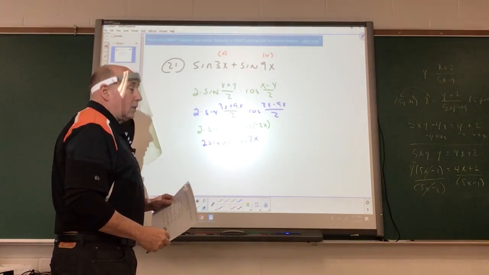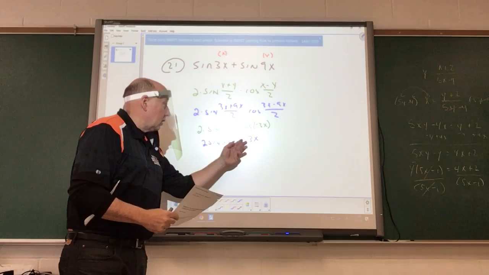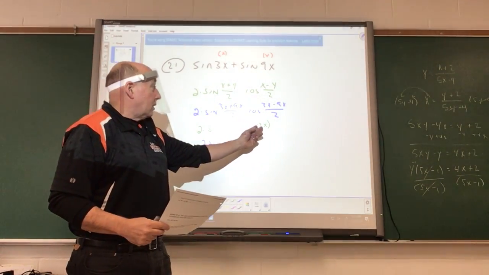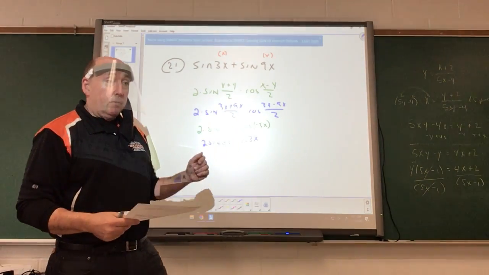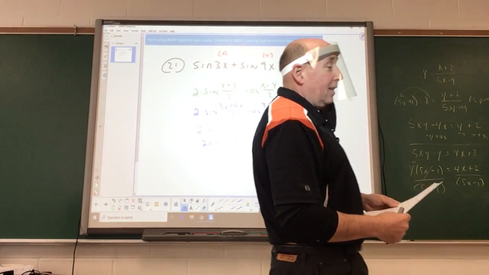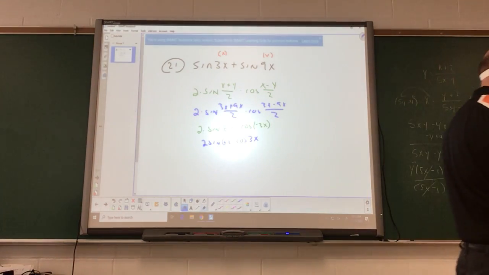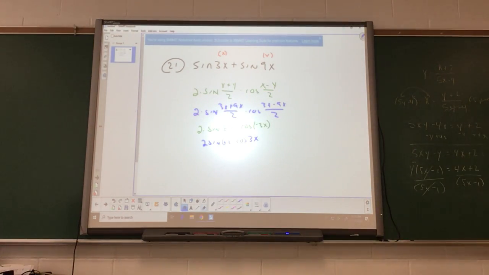So we have 2 sine 6x cosine 3x. If this was a sine, then you would bring the negative out front. But cosine, since it is an even function, you can just get rid of it. The cosine of 30 is the same as the cosine of negative 30. Other questions?